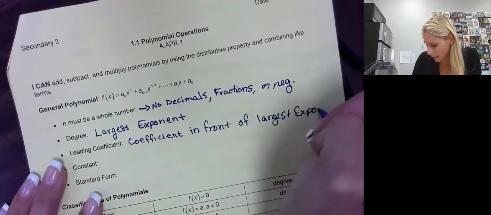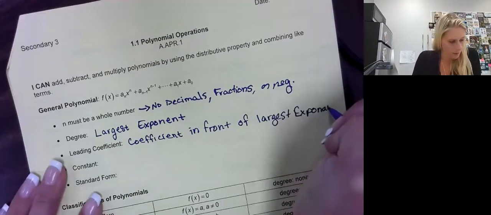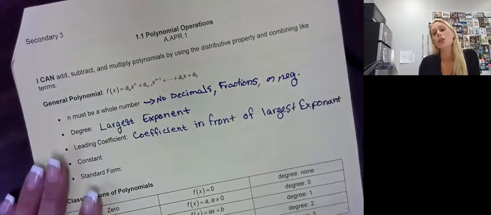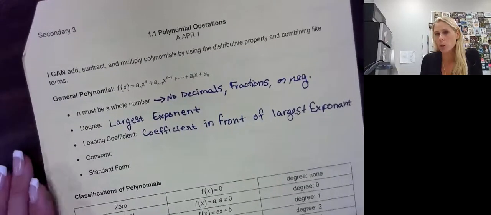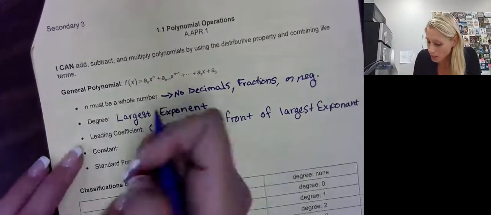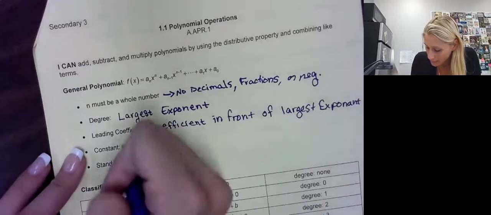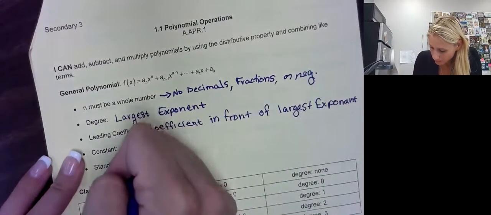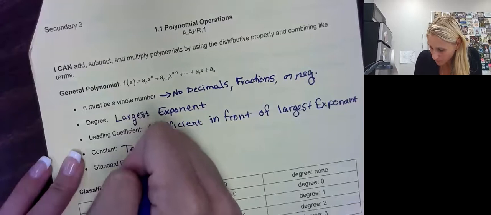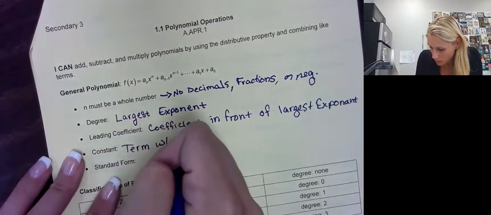Now, our constant is our term without a variable. So it's just a number. So our constant is the term without variable.